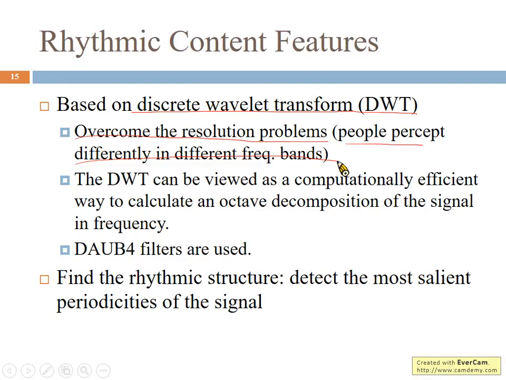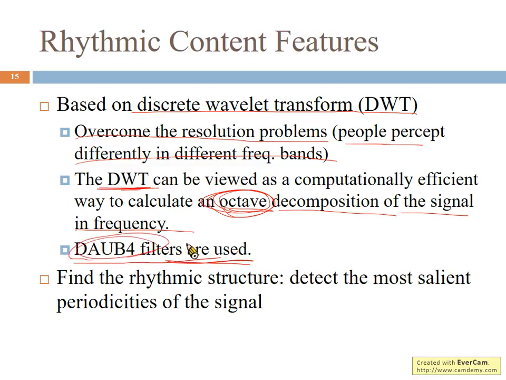But in this work, they adopt the more advanced wavelet transform to do this. The discrete wavelet transform can be viewed as a computationally efficient way to calculate an octave decomposition of the signal in frequency, and we will describe octave later. You can think of DWT as being used to divide the frequency domain into appropriate frequency bands, and then they use the Daubechies 4 (DB4) filter as the wavelet kernel. If you are interested in what the DB4 filter is, you can refer to the paper about the wavelet transform.